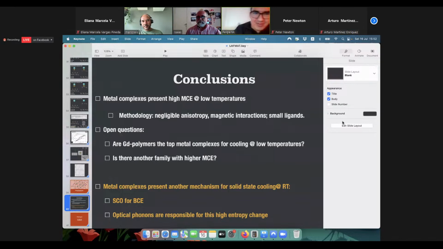Thanks for your lecture. What are the reasons for the high performance of the magnetocaloric effect in metal complexes compared with other systems? I couldn't follow. Can you repeat, please? Yes. What are the reasons for the high performance of the magnetocaloric effect in these systems, comparing it with other systems?